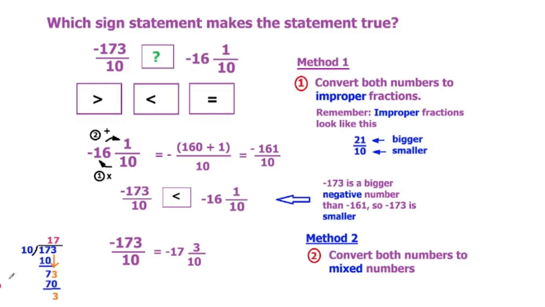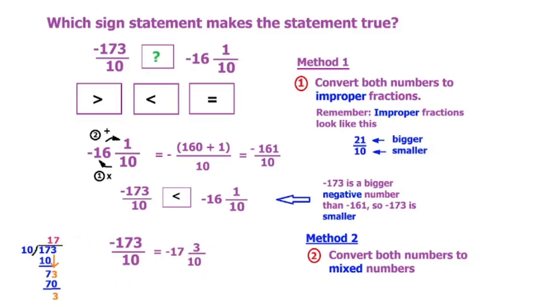Another way to do this is do the division. Okay, so here's the quick division on it. So you have 10 divided into 173. So 10 fits into 17 once. 10 times 1 is 10, and you subtract, you have 7. Bring down your 3. Now how many times does 10 fit into 73? 7 times, right? 7 times 10 is 70, and you're left with 3. So it's minus 17 and 3/10.